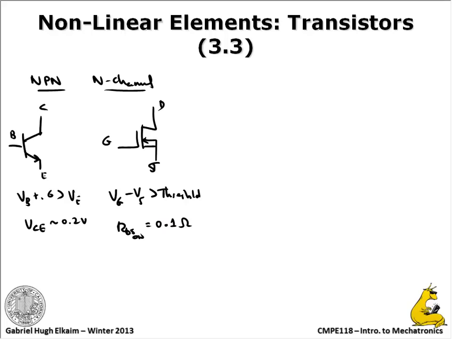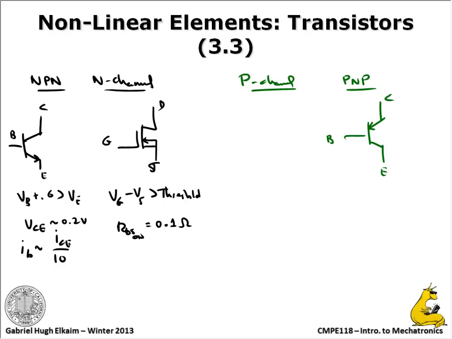The P channel and the PNP transistor. So this one looks like this, and again, this is the collector, the base, the emitter. And the last thing here is that IB should be approximately ICE over 10, to make sure that it's fully on.